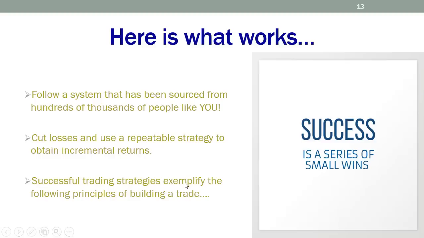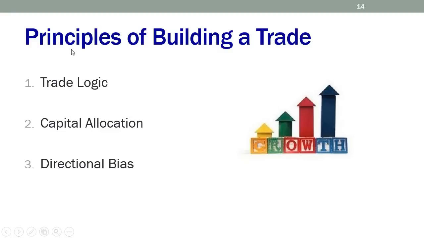Now, I want to show you what we term principles of building a trade. When I say principles of building a trade, this is what I mean: trade logic, capital allocation, directional bias. Listen, tonight we're looking not just for a decent strategy. We're looking to build up consistency. We're looking to build up a small account. Now, everything that I'm discussing tonight, yeah, sure, you can use it if you have a $1 million account, that's fine. But we want consistency, especially for those of you that struggle for just that.